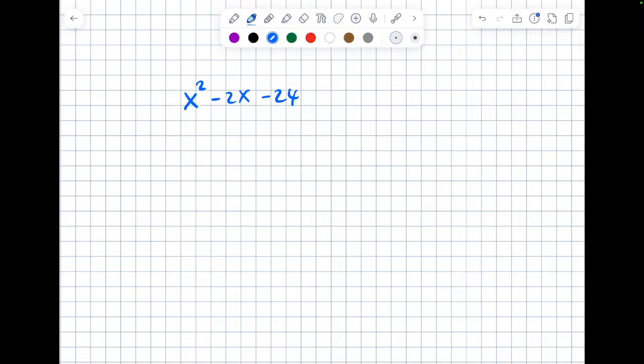Can you factor this using this specific way? Now, at first, you're going to struggle, but I'll show you in a second. I actually don't write down anything.